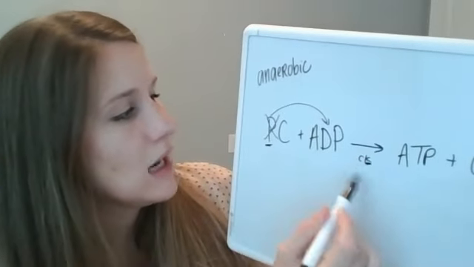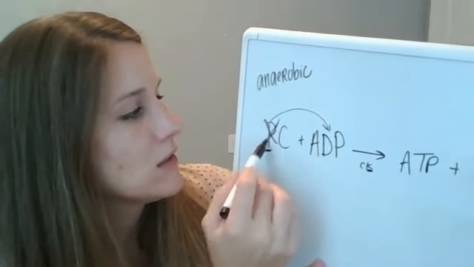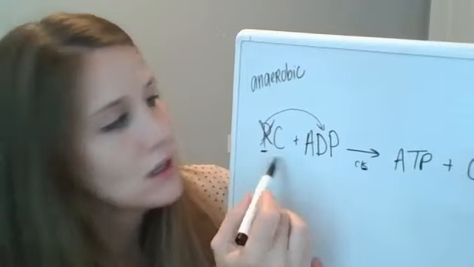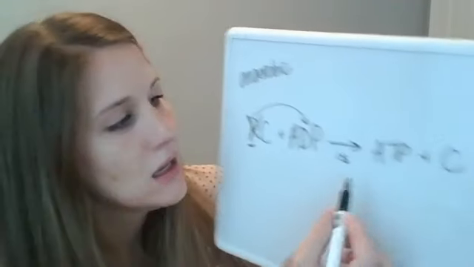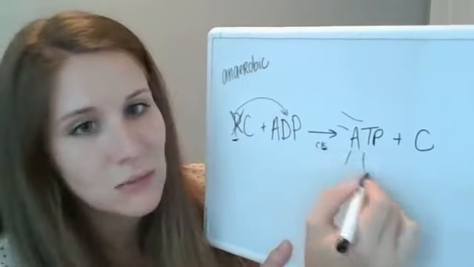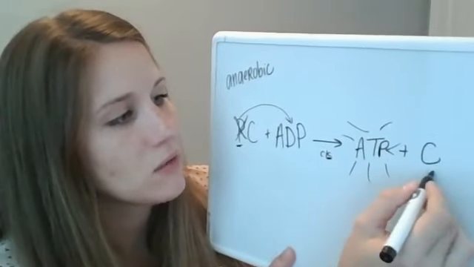So creatine kinase is going to come in here again and steal this phosphate from phosphocreatine and donate it to the ADP, and as a result, we're going to create ATP, or energy, and we're left with creatine.